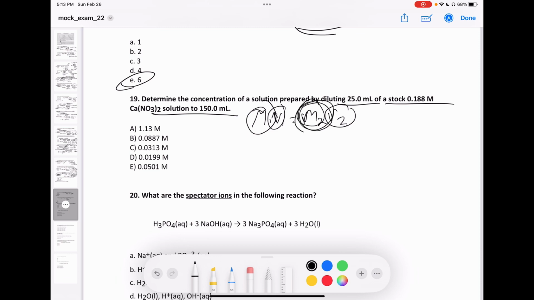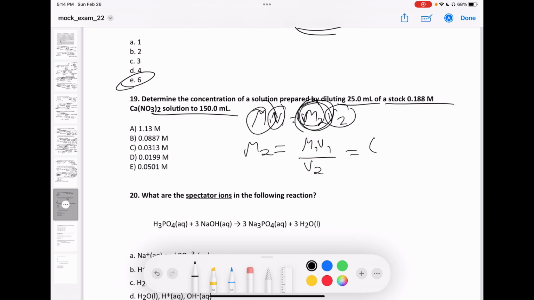So then you can do algebra and move everything around so that M2 is equal to M1 V1 over V2. And for this, normally you want to do molarity calculations in liters, but since you have milliliters over milliliters, it'll cancel out and it doesn't really matter. So then you can plug both in, and you'll still get the same concentration and it'll be correct.